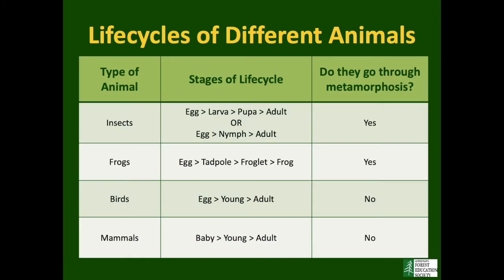Let's just do a quick review of the different types of animals and their life cycles. Insect life cycle stages can be either egg, larva, pupa, adult, like the mosquito, or they can be egg, nymph, and adult for the dragonfly. Frog life cycles have four stages: egg, tadpole, froglet, frog. Bird and mammal life cycles each have three stages: egg, young, adult for birds, and baby, young, adult for mammals. While insects and frogs go through metamorphosis, birds and mammals do not.